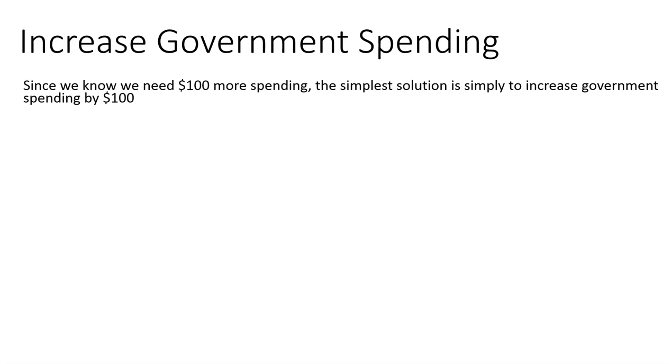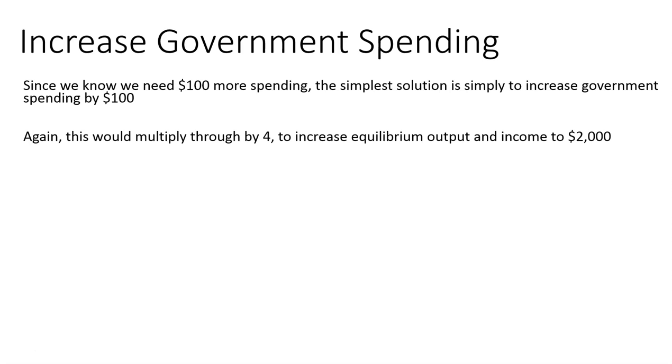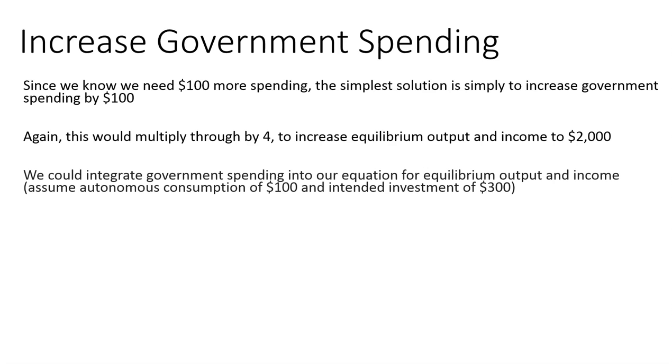Since we know that we need $100 more spending, the simplest solution is simply to have the government increase its spending by $100. Again, this would multiply through by 4 to increase equilibrium output and income to $2,000, which is our full employment target. We could integrate government spending into our equation for equilibrium output and income that we've been working with in the past by simply adding it as another type of autonomous spending.